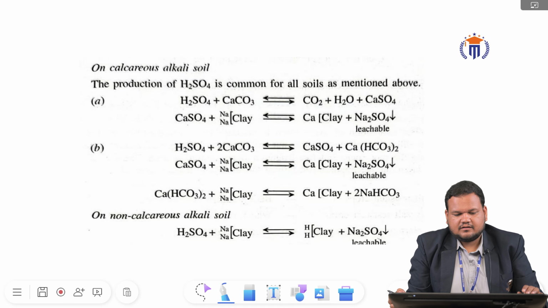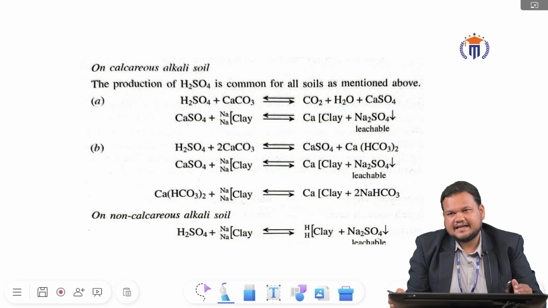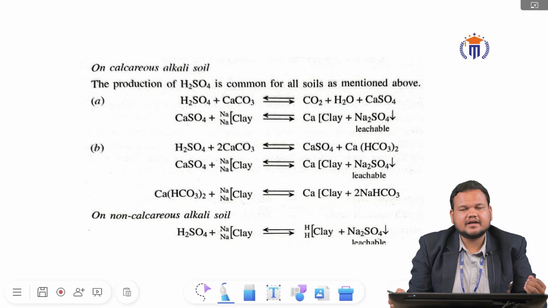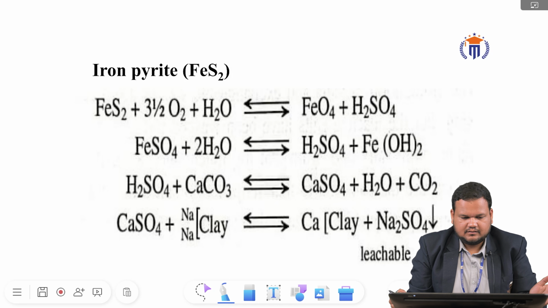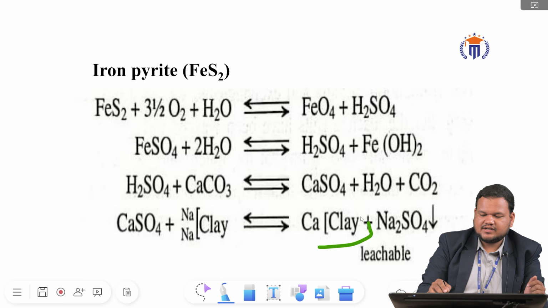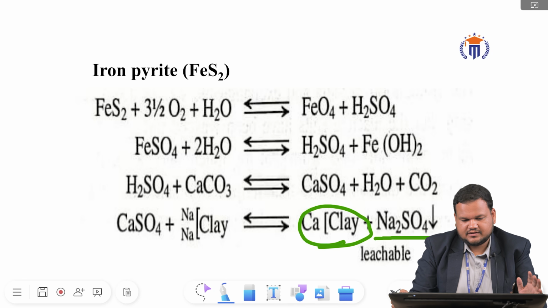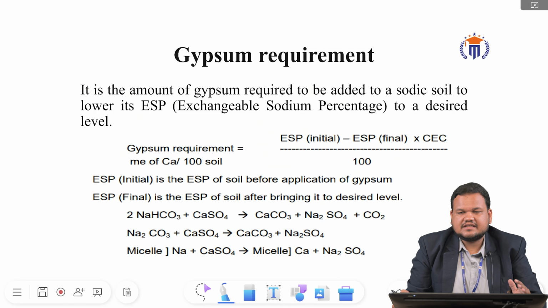And this is for production of sulfuric acid. As the production of sulfuric acid increases, you can see there is a decrease in the pH. It will be going from an alkali condition to a neutral condition. And this is your iron pyrite, where you can see the calcium will be occupying your clay particle and the sodium sulfate will be leached outside. And this is your gypsum requirement.